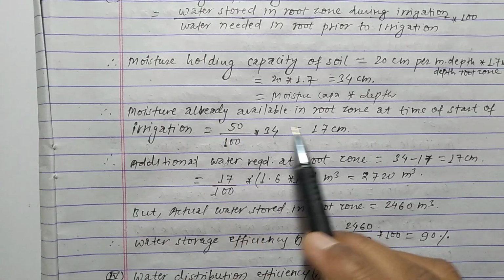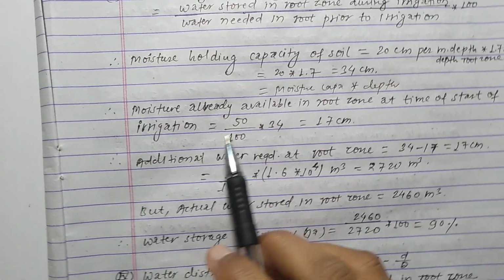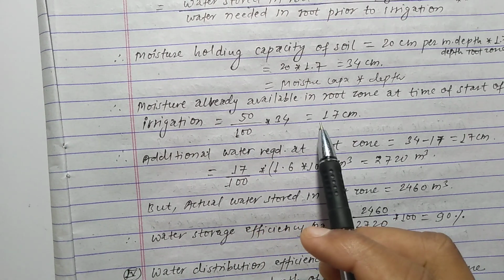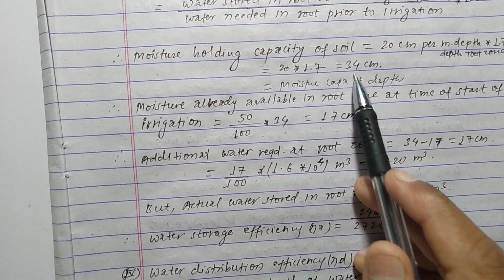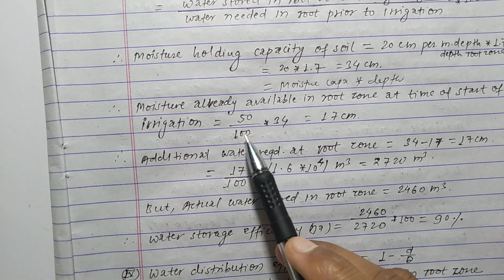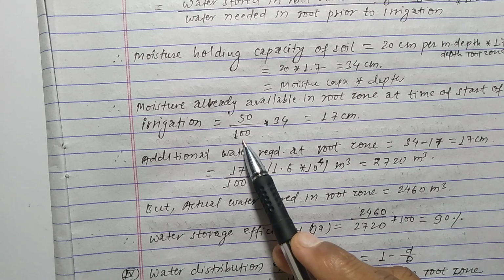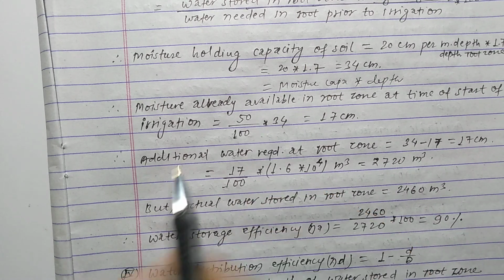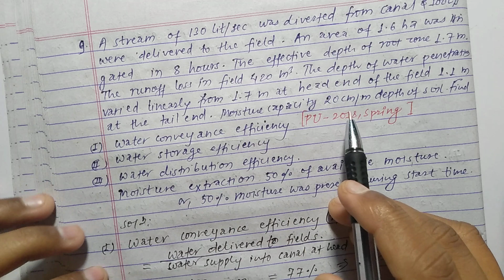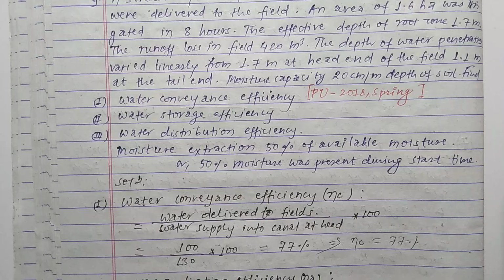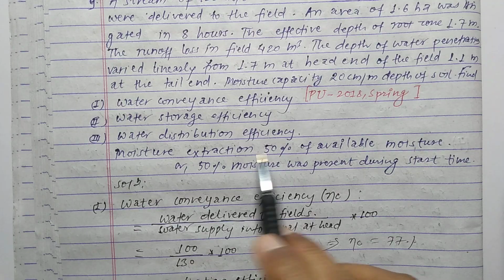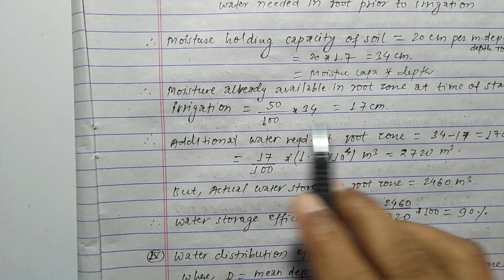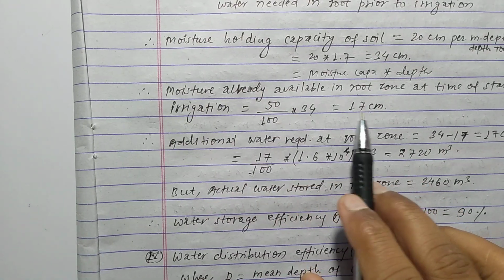Now the moisture already available in the root zone at the start of irrigation equals 50 by 100 into 34, because we have already calculated the moisture holding capacity as 34. The 50 I have already shown you, that is the moisture extraction, 50%. So we take this value, 50 by 100 into 34. After this we get the moisture already available in the root zone equal to 17 cm.